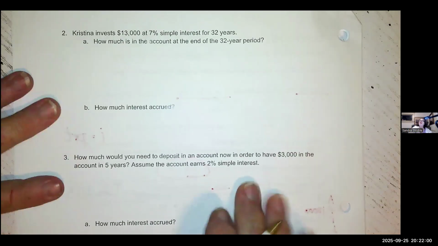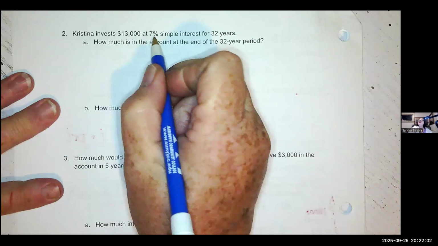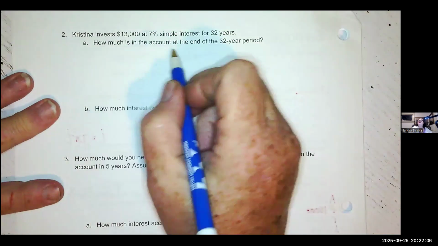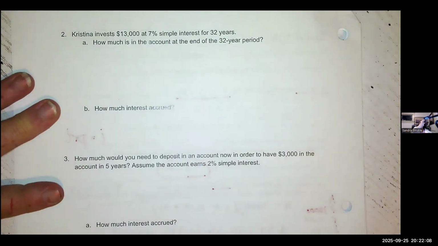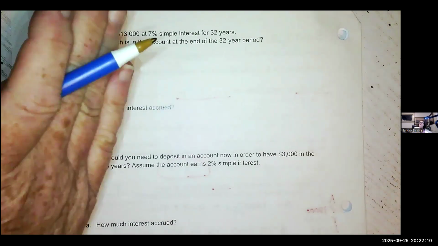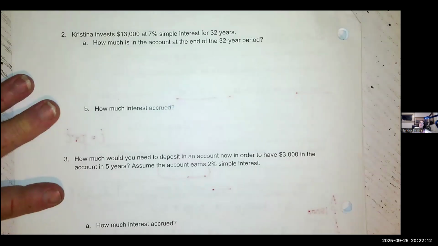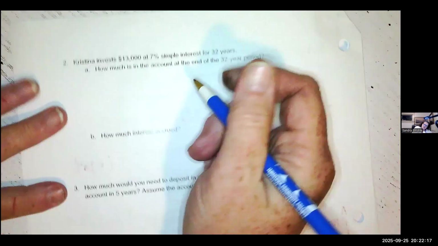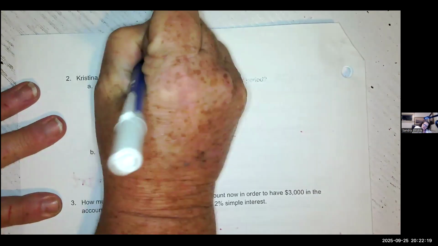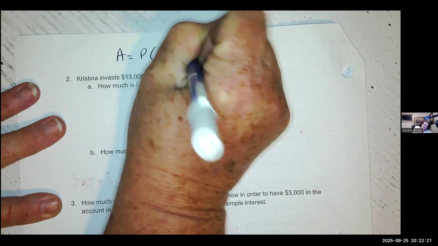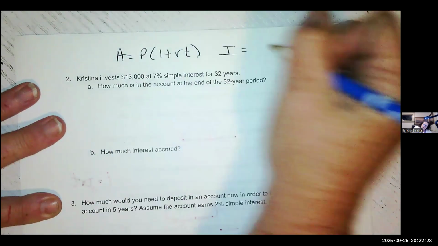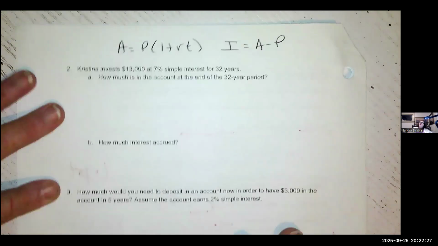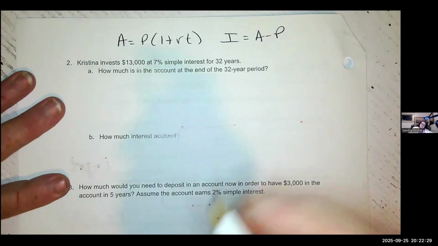Christina invests $13,000 at 7% simple interest for 32 years. How much is in the account at the end? I want you to do this one. Pause the video and do this problem, and then come back and see how you did. I'll give you the formula: A is equal to P(1 plus RT), and the interest is I equals A minus P, the ending amount minus the beginning amount. Pause the video, go do that, and come back and see how you did.